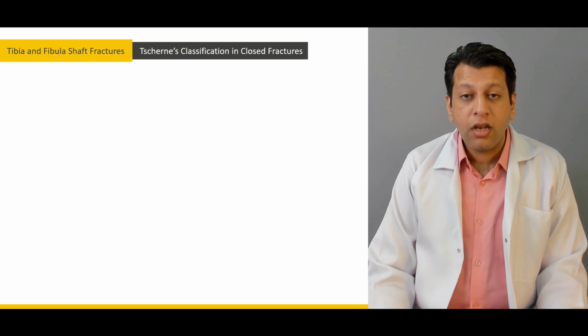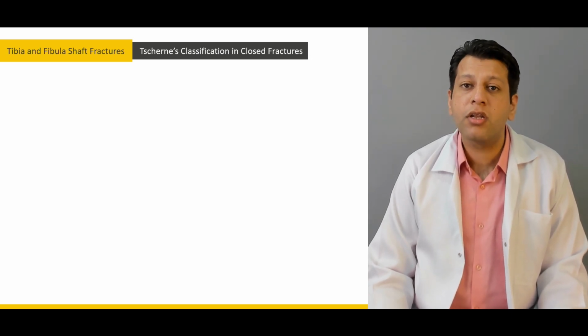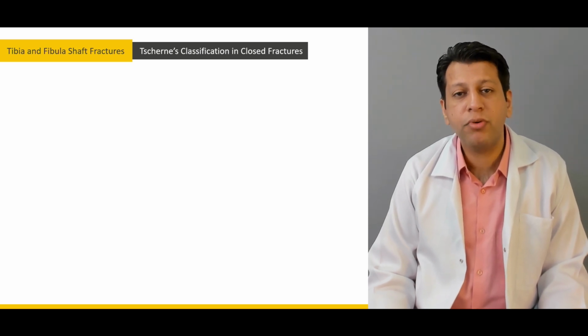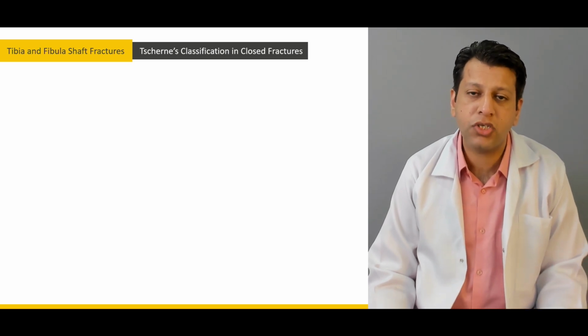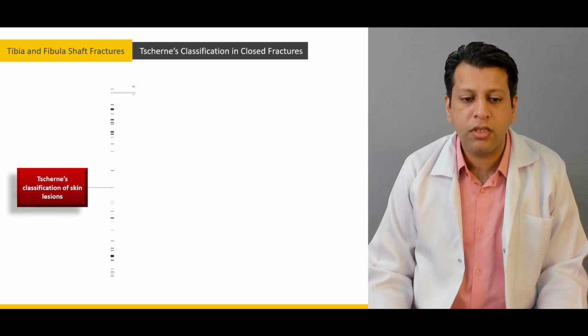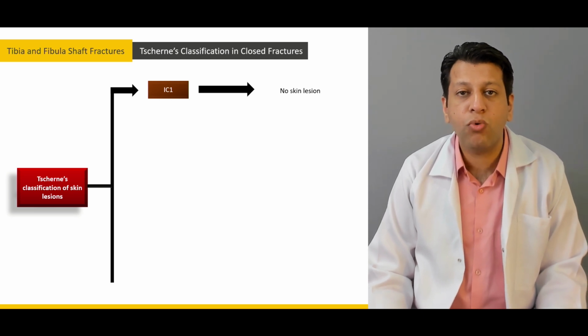There is the Tscherne classification as well as the Gustilo classification. Usually Tscherne is used for both open as well as closed fractures. But for open fractures, Gustilo is more predominantly utilized, and Tscherne is mainly utilized for closed fractures. There are actually 4 types. Then IC1: C stands for closed and O stands for open.